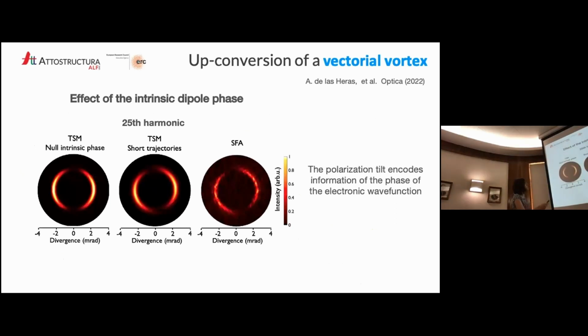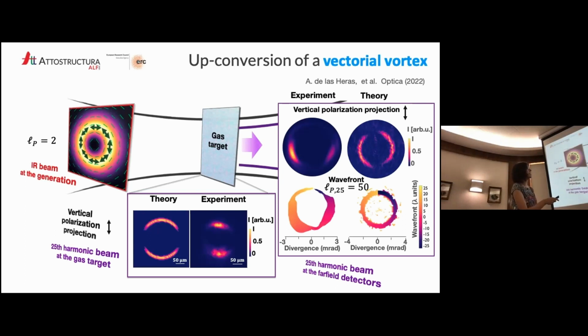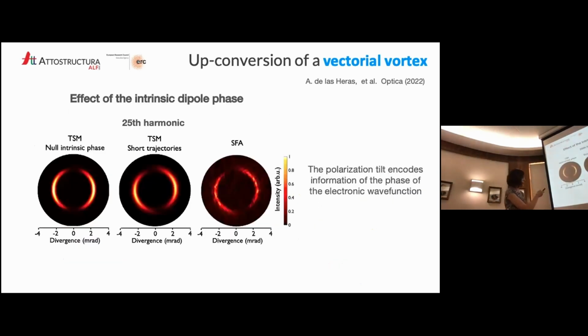And as a curiosity, you notice here in the far field that the tilt does not correspond exactly to an azimuthal polarization. What we have observed in our simulation is that this is an effect of the intrinsic dipole phase in high harmonic generation. If we switch off the intrinsic dipole phase, we will have a perfectly azimuthal distribution, but the dipole phase introduces an additional tilt, which could be used as an indirect measurement to obtain the phase of the electronic wave function in high harmonic generation.